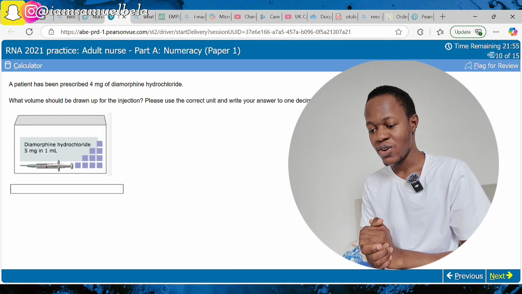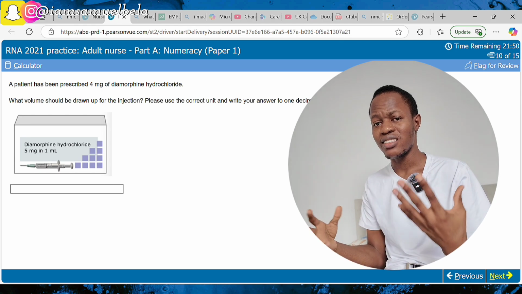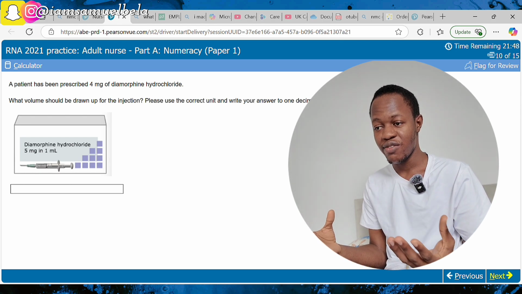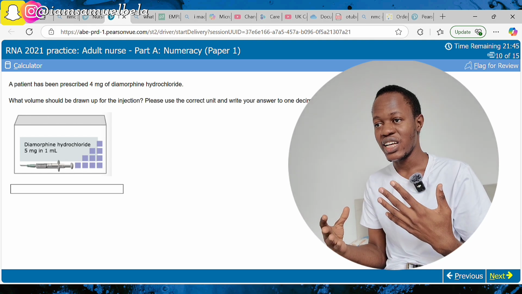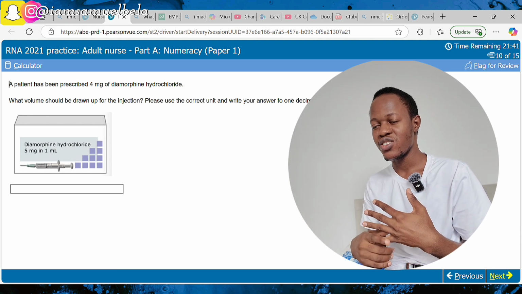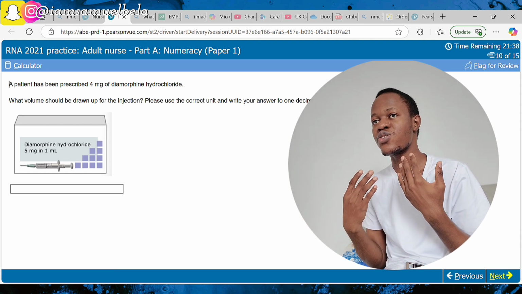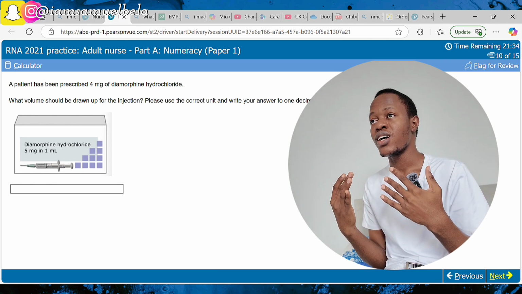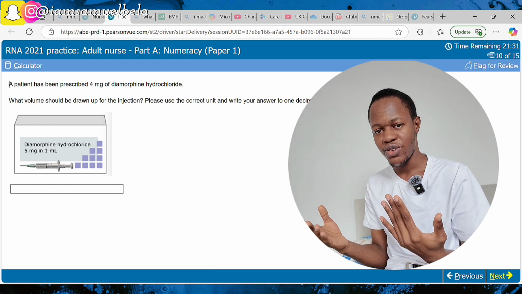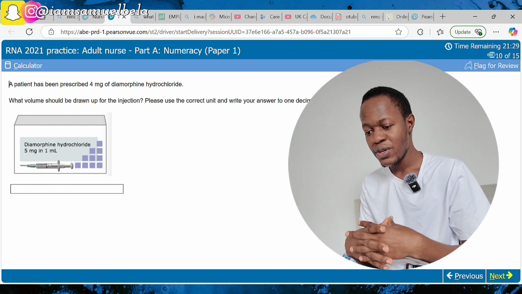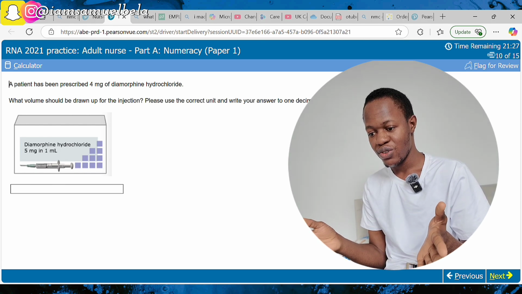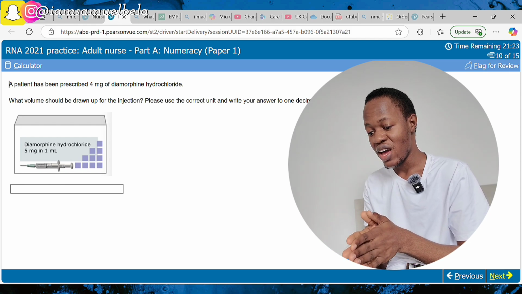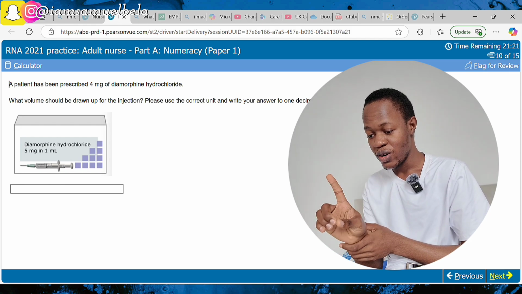A patient has been prescribed 4 milligram of diamorphine hydrochloride. These are medications for end of life, people that are dying. We have medications to make them pain free, medications to get rid of their excess secretions, and medications to relieve them of agitation and all sorts of things. What volume should be drawn up for the syringe? And we have 5 milligram in 1 ml.